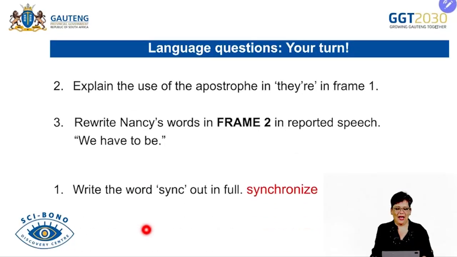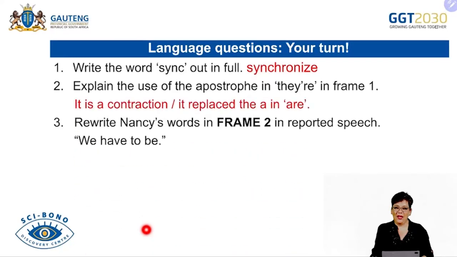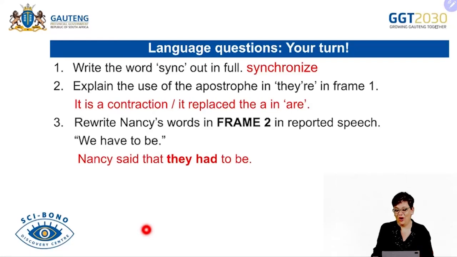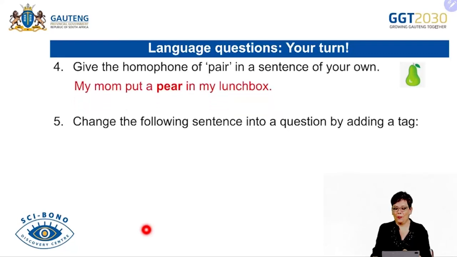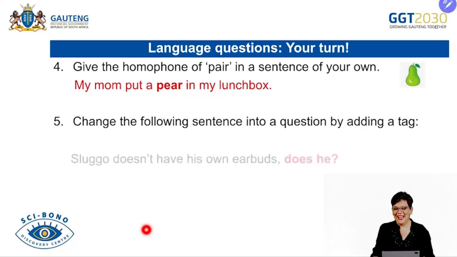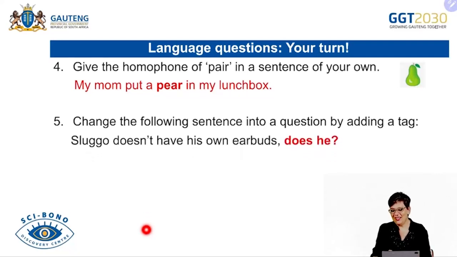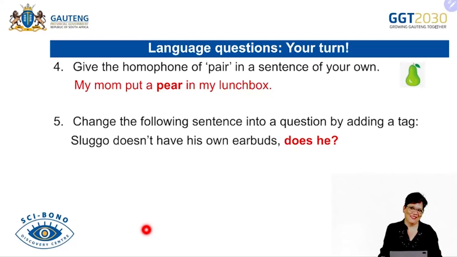Now, remember, next week Friday, or this week Friday, I will be discussing language questions for you. Then we will focus on some of these very serious language questions, things that we know are often asked, like apostrophe and reported speech and homophones and homonyms. And obviously, just to show you a pear, it would be a pear. Mom put a pear in my lunchbox. And Doug Slugger doesn't have his own earbuds. That's it. So that's just a quick one to show you what we can ask.